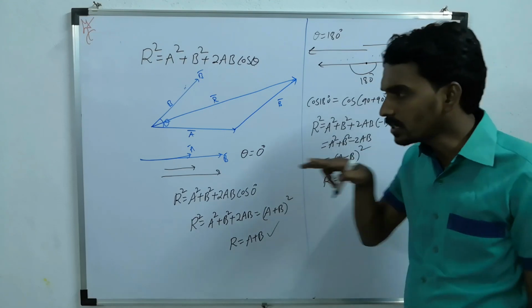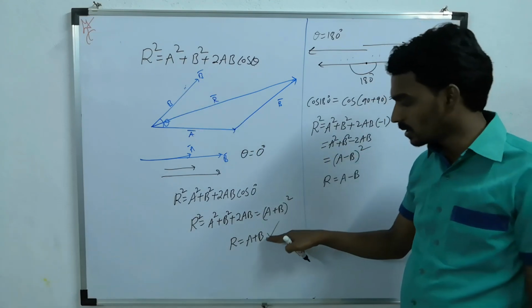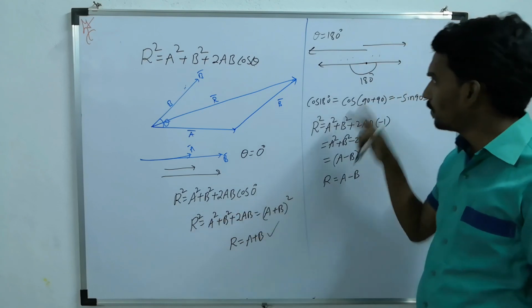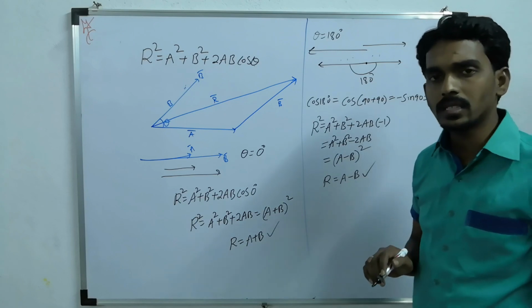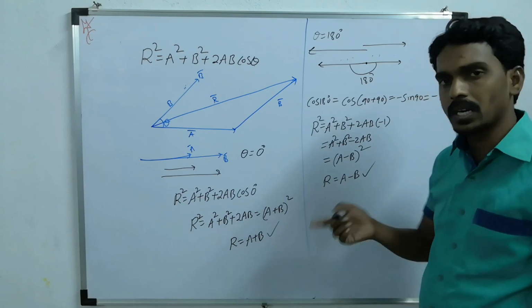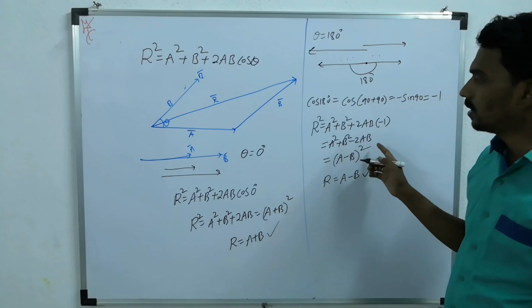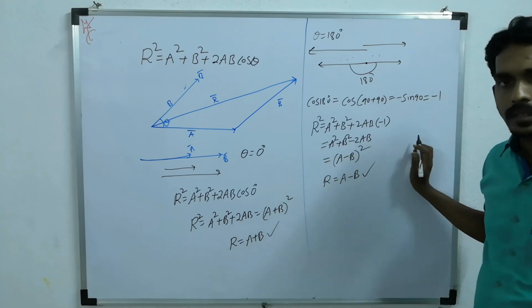Theta 0 means same direction. Two vectors along the same direction, then the resultant is A plus B. If two vectors are in the opposite direction, then the resultant is subtraction, A minus B or B minus A. So this is for 0 and 180.